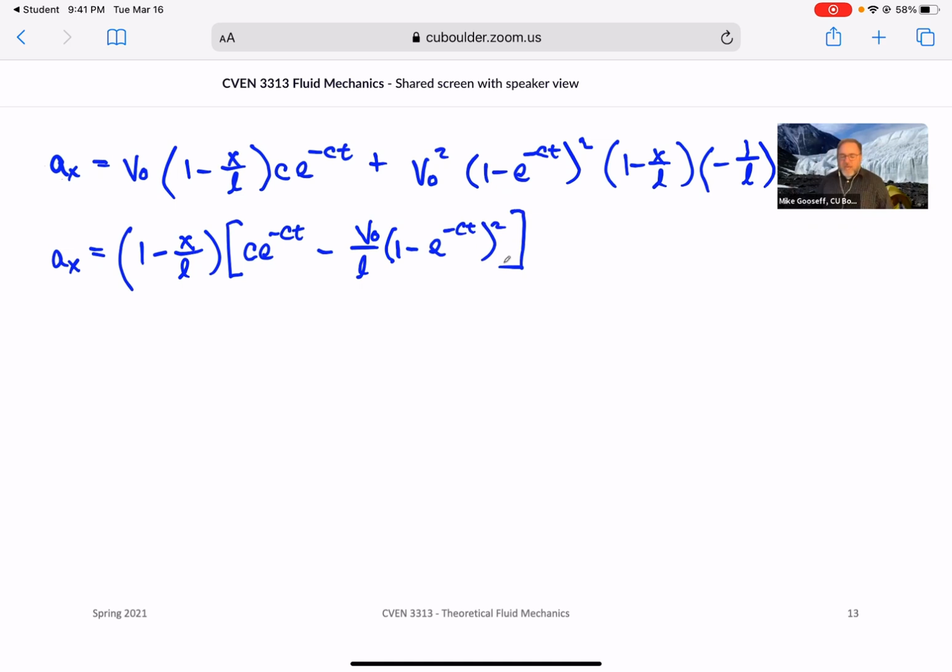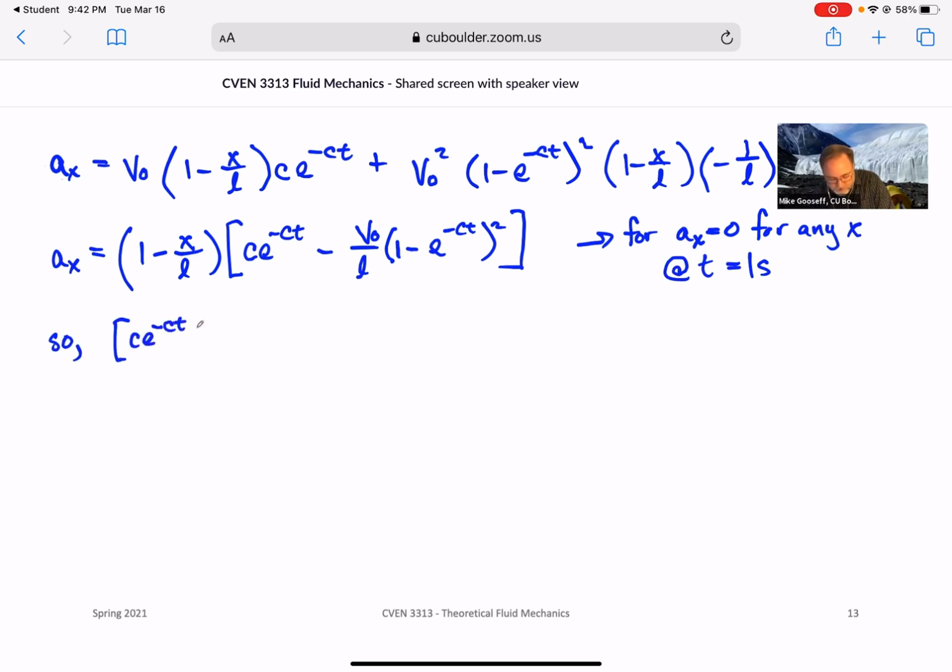Okay, so that's our general expression, but then we were given these conditions. We said if a_x is equal to 0 for any x at this time t equals 1 second. What that means then is that this bracketed piece has to be equal to 0. So in other words, the bracket of c e to the minus ct minus v naught over L times 1 minus e to the minus ct, and then that quantity squared.